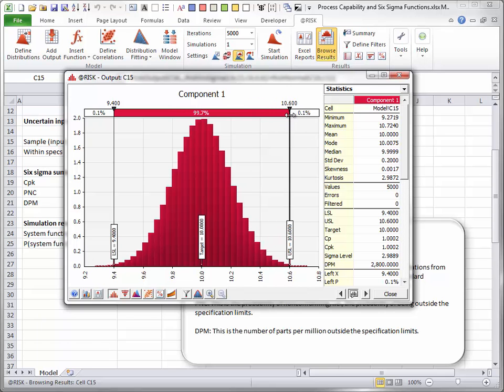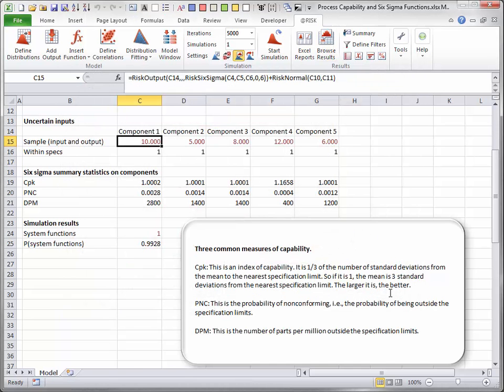Alternatively, you can see the values of the Six Sigma functions in rows 19 to 21. For example, CPK for each component is very close to 1, except for component 4, meaning that the mean for each of these other components is about 3 standard deviations from its closest specification limit. Similarly, the P and C values are all quite small. But when they are multiplied by 1 million to get the DPM values, there are sizable numbers of non-conforming components if the process runs long enough.